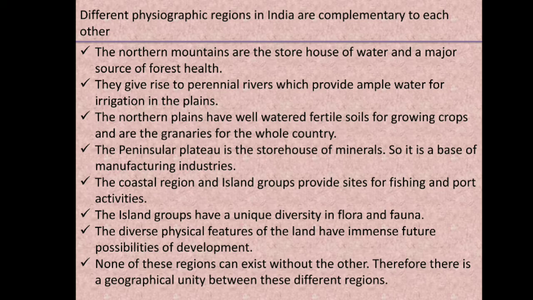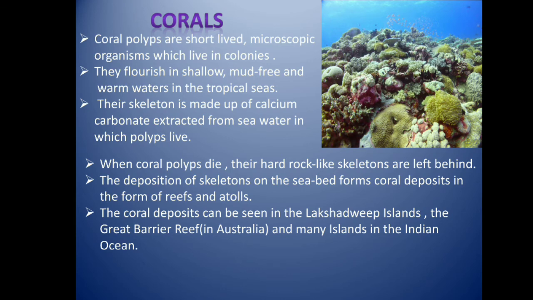Then it gives rise to perennial rivers and provides ample water for irrigation in the plains. The Peninsula Plateau is the storehouse of minerals. The coastal region and island groups provide the sites for fishing and port activities. So none of these regions can exist without the other, and therefore there is a geographical unity between these different regions. Okay, now let us discuss corals.